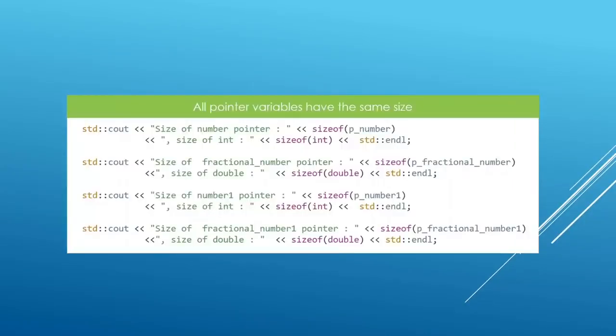All pointers on a given system are going to have the same size. For example, if you have a pointer to int and a pointer to double, they are going to be the same size because they really store the same thing.